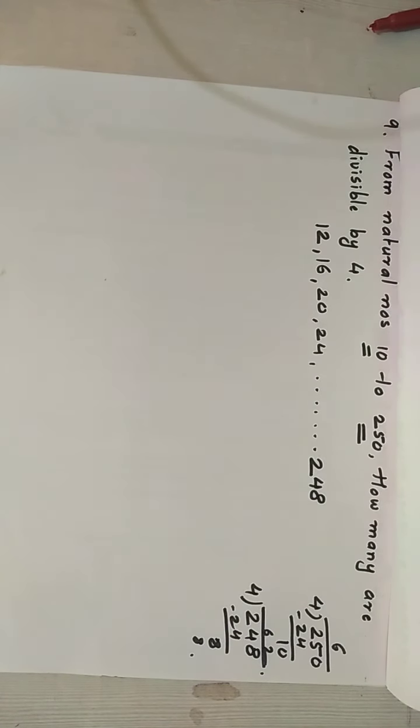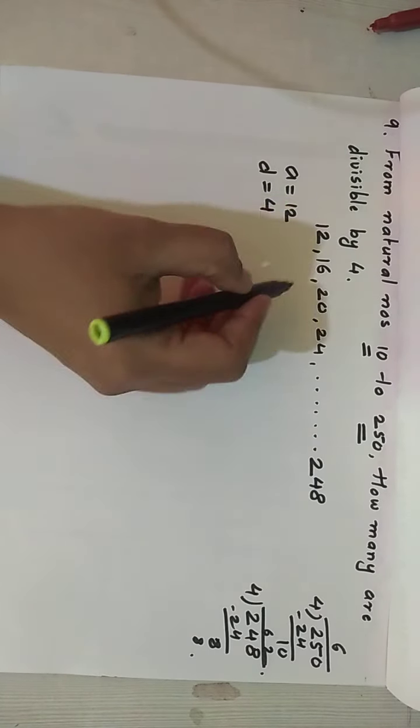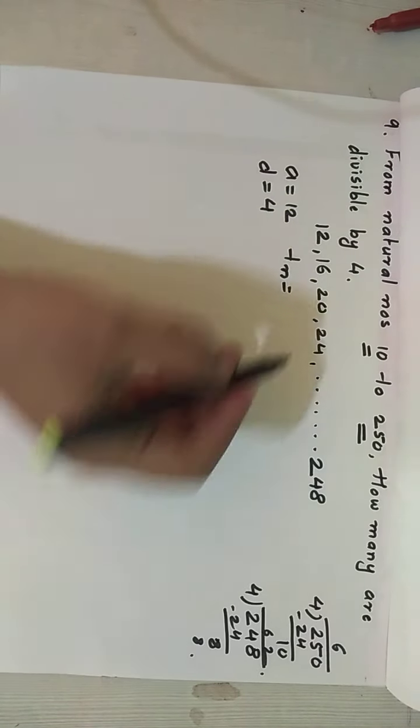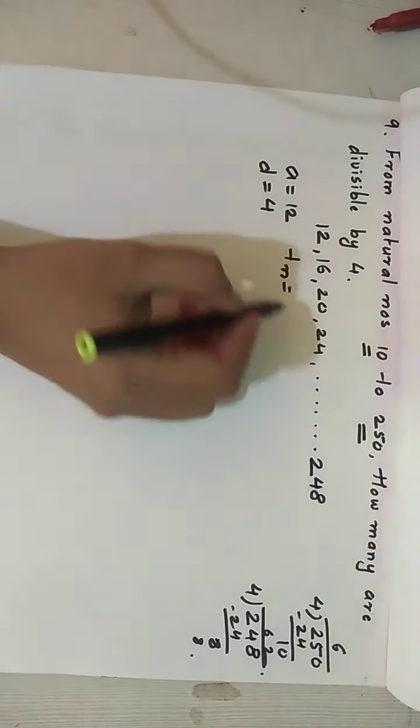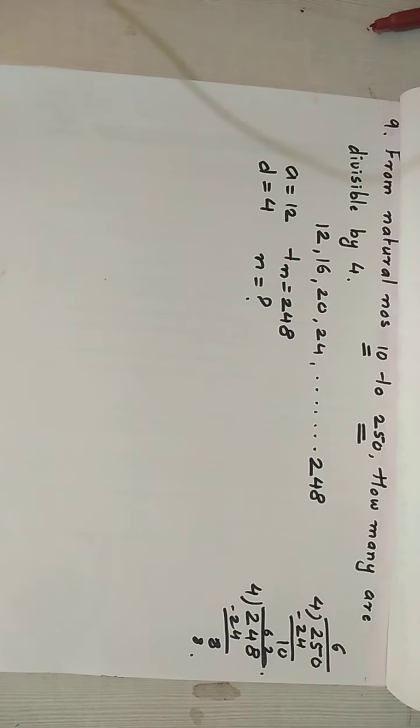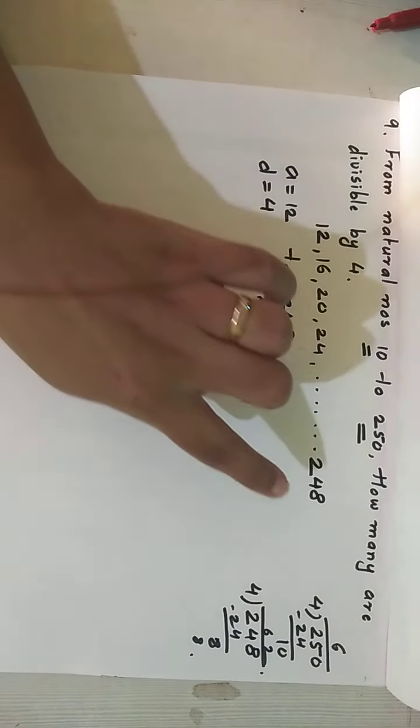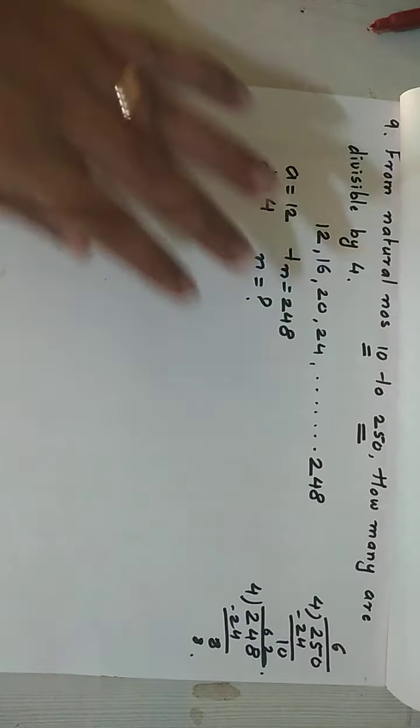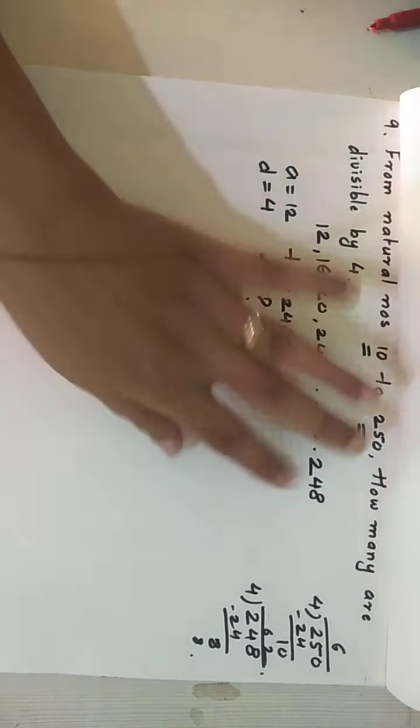So this is the AP. If you observe, this is the AP. The first term is 12. The common difference is 4. The last term is 248. And we don't know the position number of the last term. The position number of the last term will tell you how many numbers are there in this arrangement. You need to only find the position number. If it is 100th place, or if it is 98th place, which place it is standing, that you have to find out. So we have to find out n.